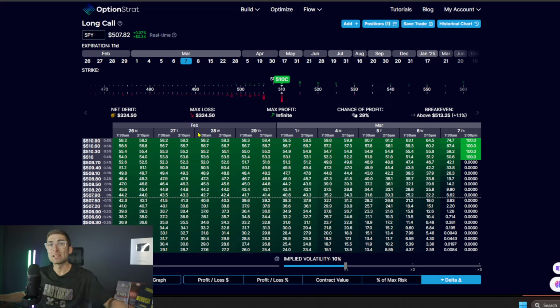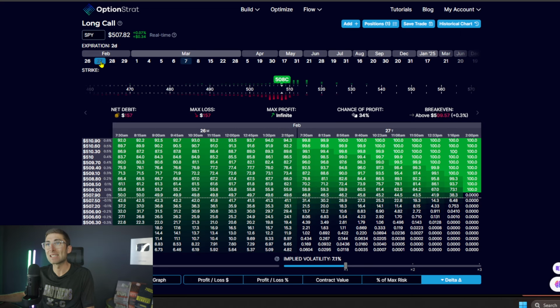And again, this is a calendar spread. You can sell options against it pretty much daily because the SPY has expiration dates daily.